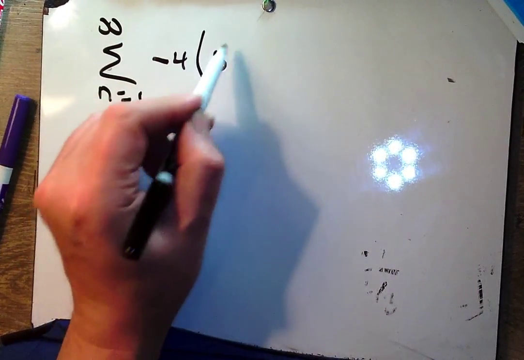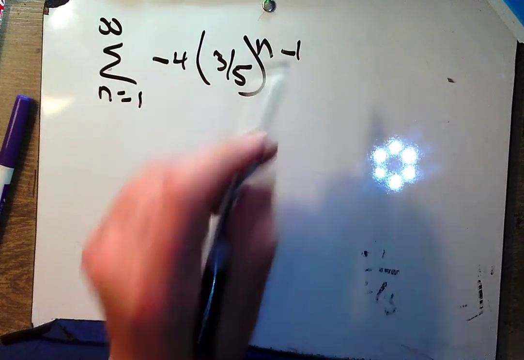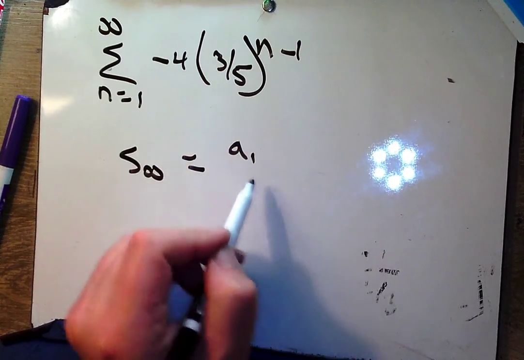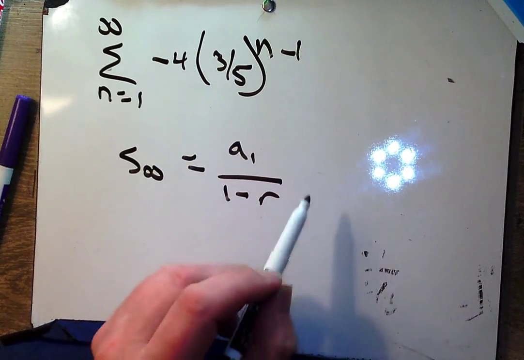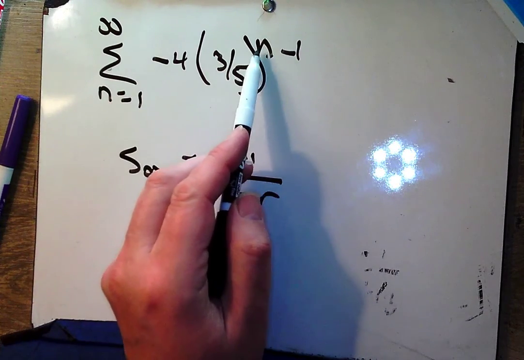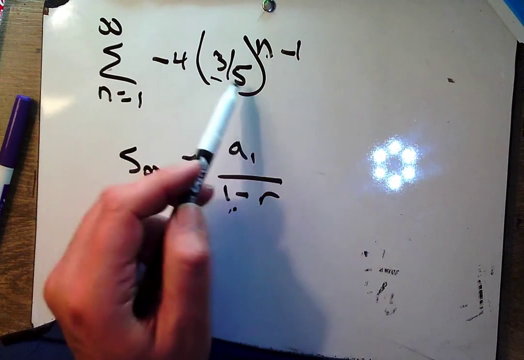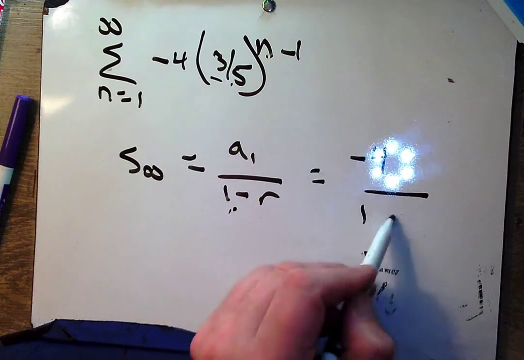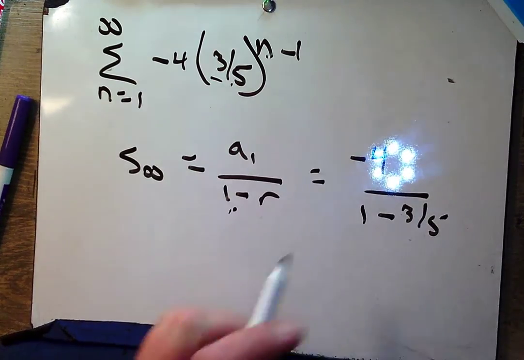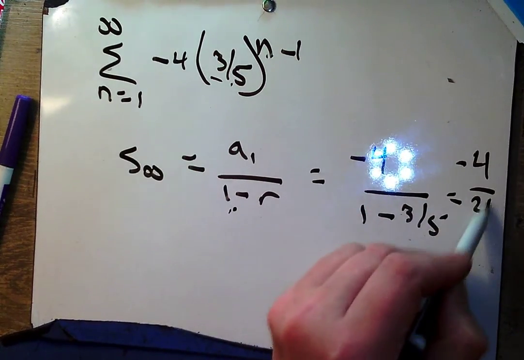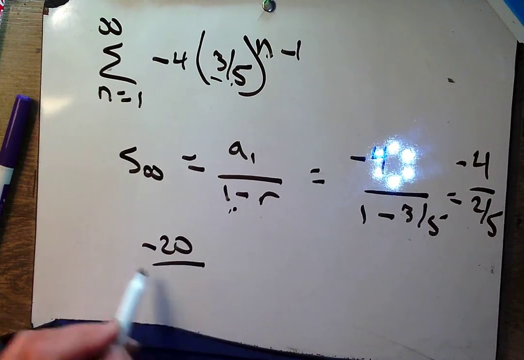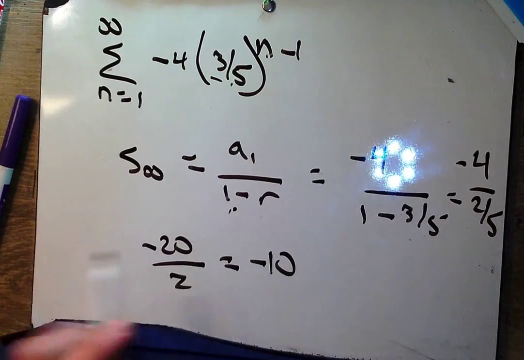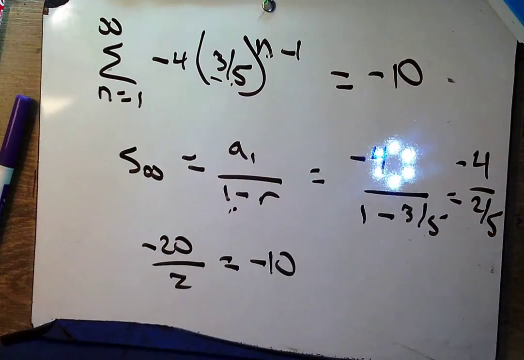Negative 4 times 3/5 to the n minus 1. Okay, so I'm going to use the sum of an infinite geometric series, which is a sub 1 over 1 minus r. If I plug a 1 in here, again, 1 minus 1 is 0, 3/5 to the 0 is 1, 1 times negative 4, I'm going to have negative 4 on top. And then 1 minus 3/5 on the bottom. Well, that's going to be negative 4 over 2/5, which is negative 20 over 2, or negative 10. So my sum here is negative 10.